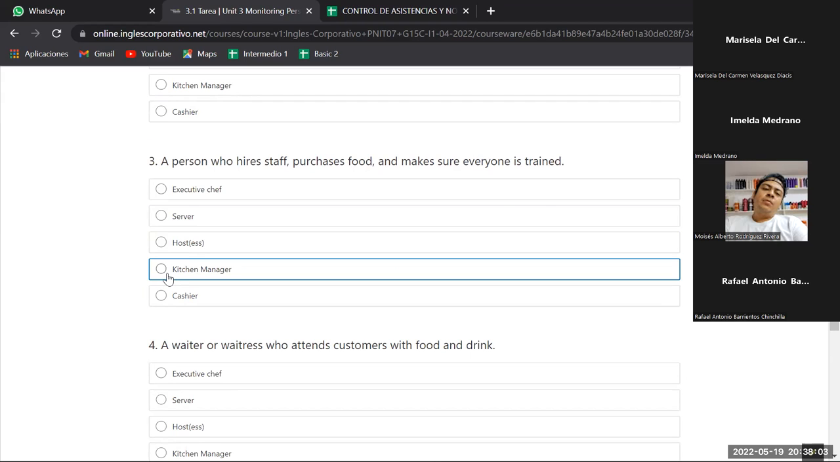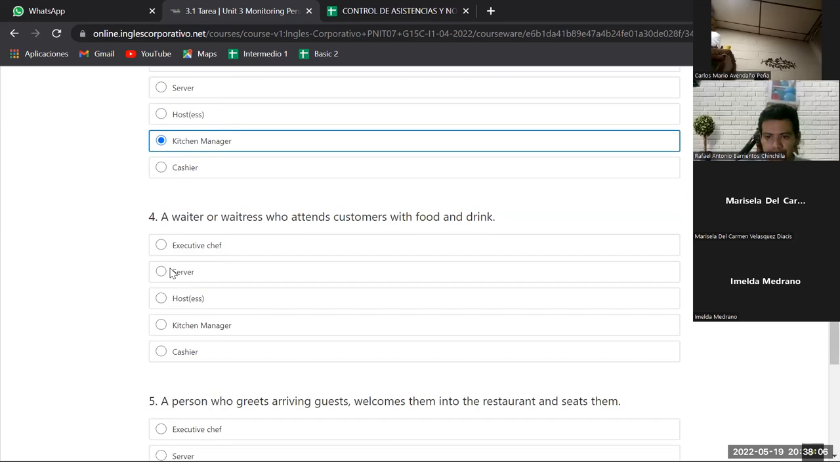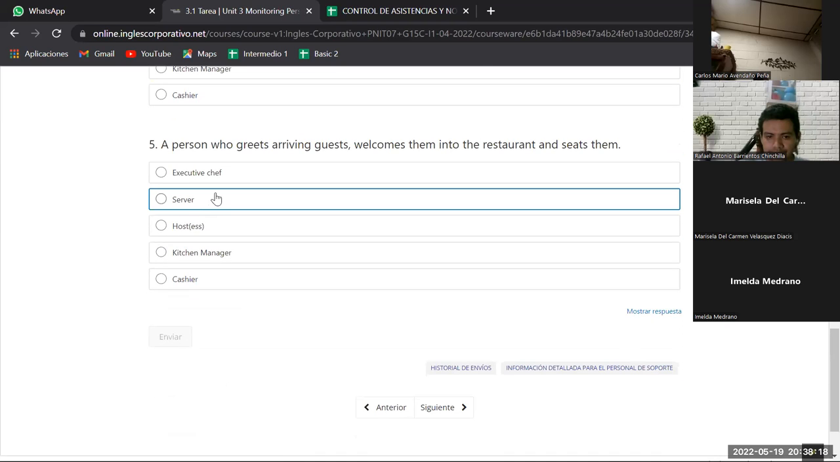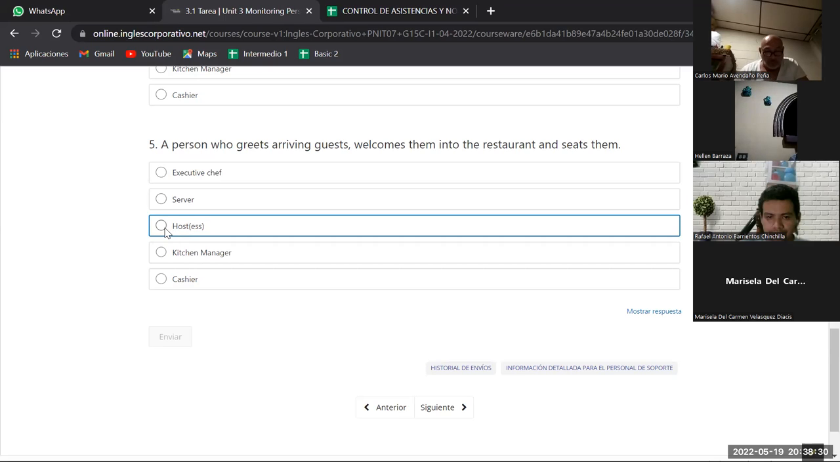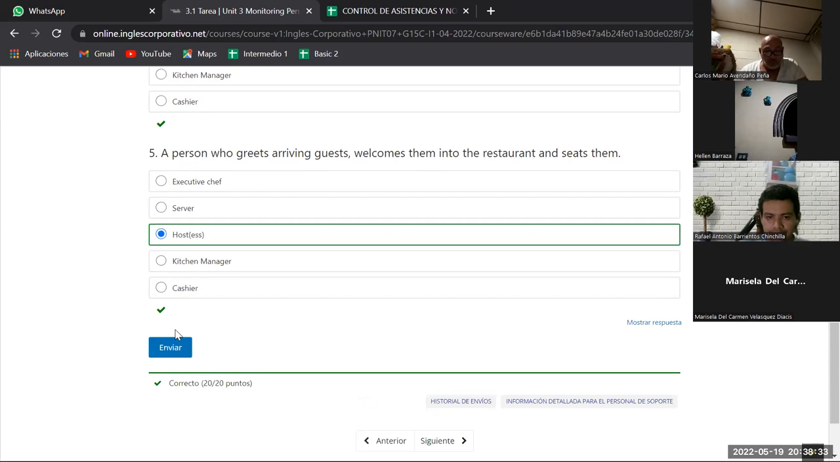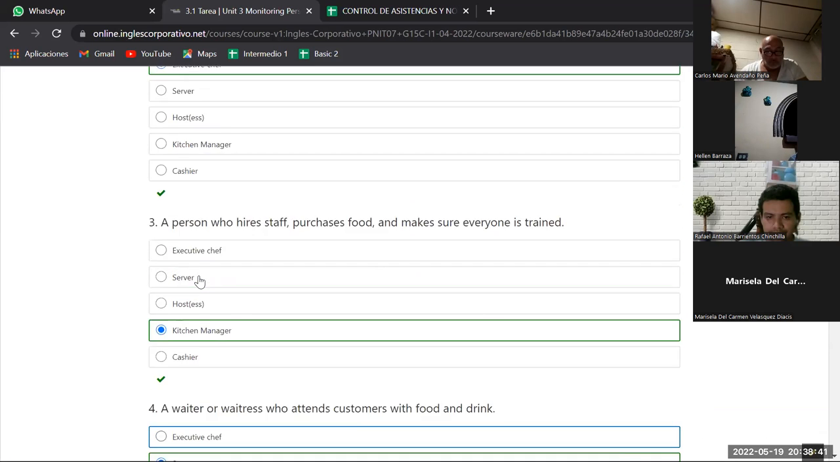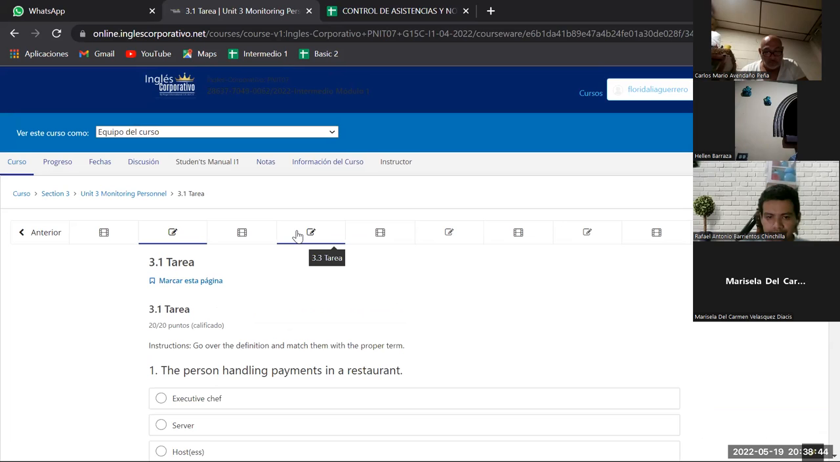Kitchen manager. Okay, a waiter or waitress who attends customers with food and drink. Server. Okay, and finally, a person who greets arriving guests, welcomes them to the restaurant and seats them. The hostess. All right, let's send the answers. And yes, I'm showing that all the answers are correct here. So we are good to continue. Let's see the next one.